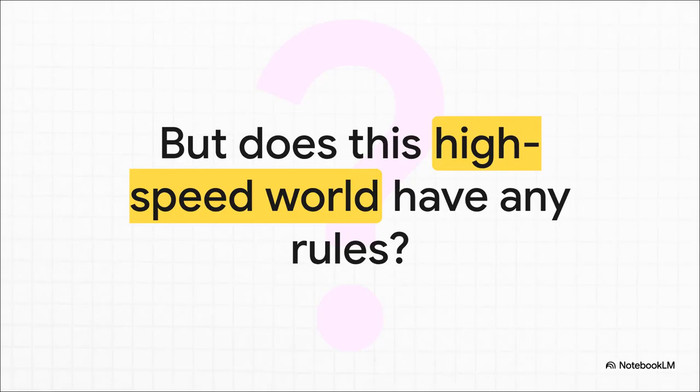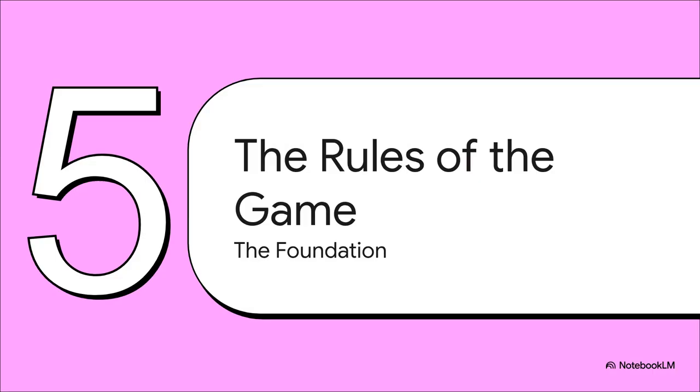So, with all this powerful technology, you have to wonder, are there any rules? I mean, a system this complex, this fast, it can't just operate in a vacuum, right? And that brings us to the foundation that holds this whole thing together. Now this isn't really another layer of the onion. It's more like the ground the onion grows in. I'm talking about regulation. It's the final and, you could argue, the most important piece of this entire puzzle.